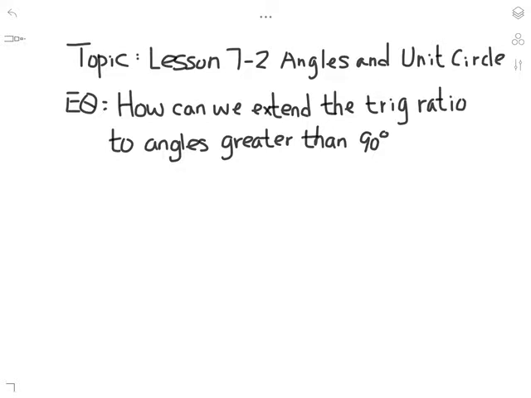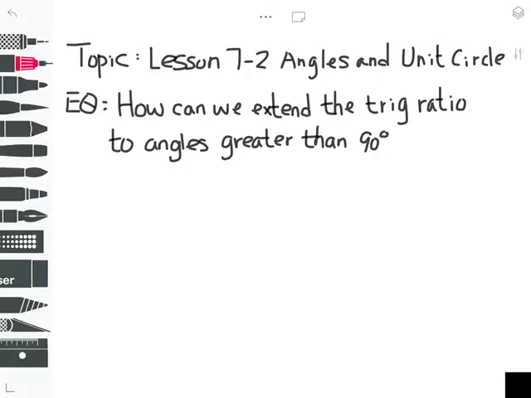Essential question: how can we extend the trig ratios to angles greater than 90 degrees? Obviously not all angles will be limited to just 90 degrees, and angles can circle around and around. So how do we deal with that? That's going to be our topic for 7.2.